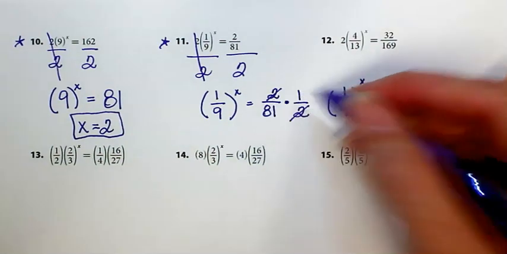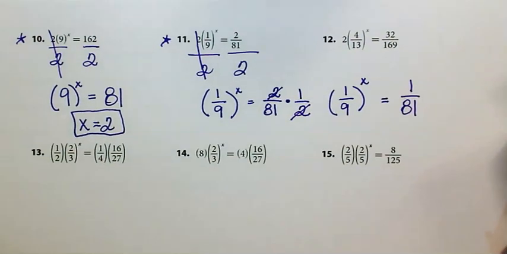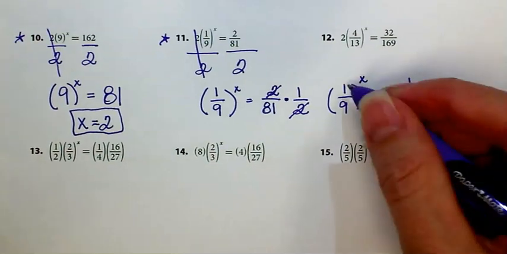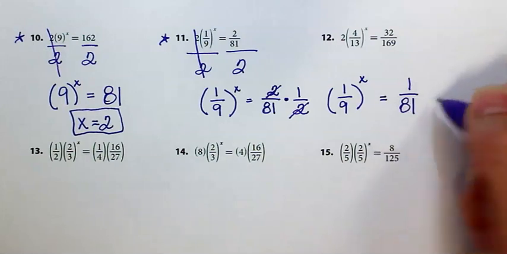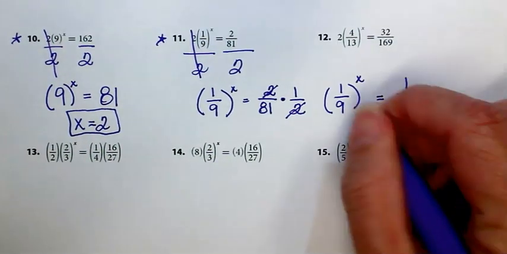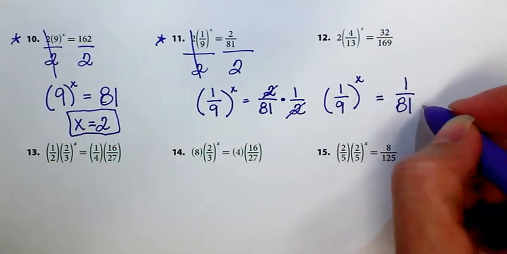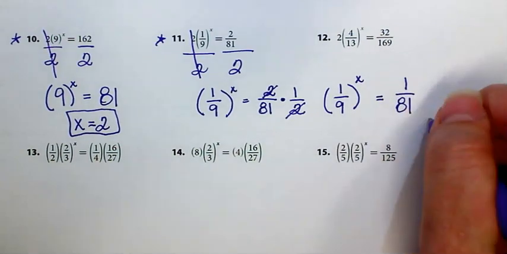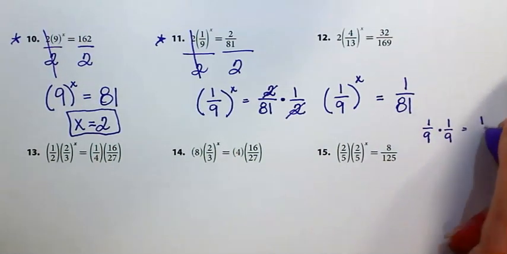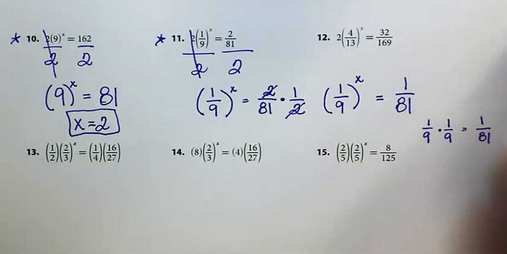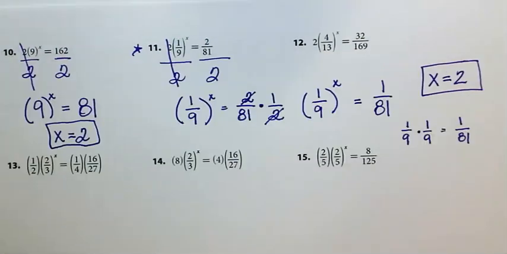Equals, now we simplify everything, 1 over 81. So 1/9 to some power equals 1 over 81. Well, I know that 1 squared is 1, and I know that 9 squared is 81. So 1/9 times 1/9 equals 1 over 81. And again, your x is a 2. Okay.